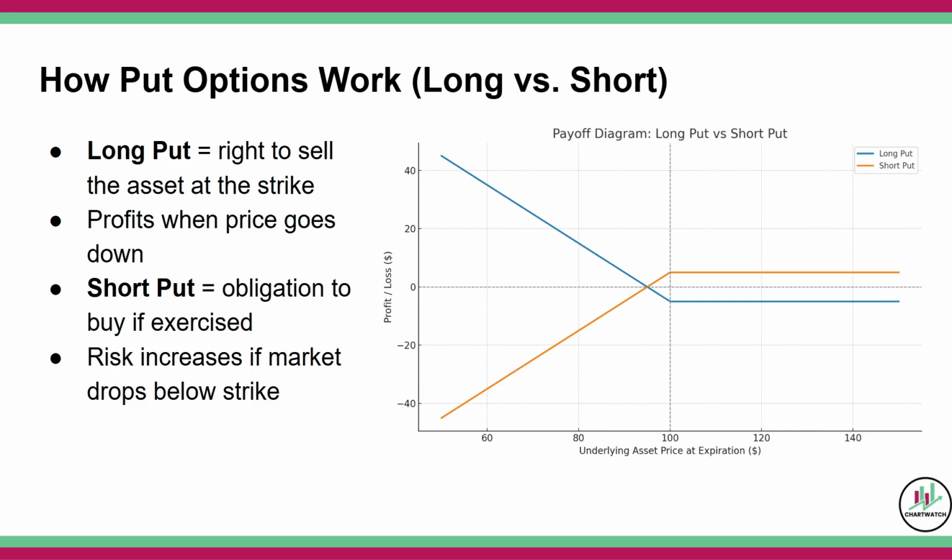To summarize, a long put is limited risk, high reward if the asset drops. A short put is limited profit, but risk grows as price falls. Also, the strike price is like the pivot point. Above it, puts lose value, and below it, they gain. Depends if it's long or short.